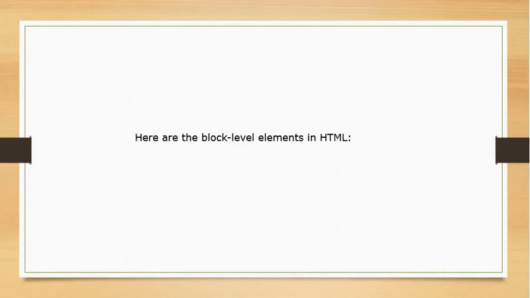The best examples of block level elements in HTML are form, div, h1 to h6, hr, li, nav, ordered list, paragraph, pre tag, table, unordered list, video, and so on. These are all your block elements.